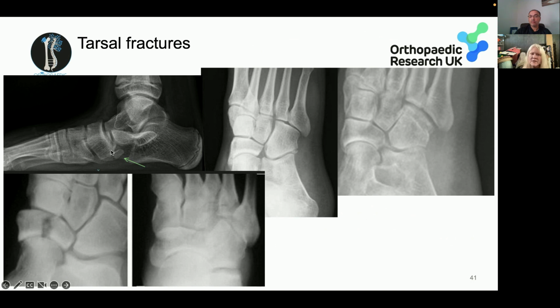So let's have a look at some things, some pitfalls. So this is the first one. This is the accessory navicular, okay. Why? Well, here's the navicular, this nice rectangle. And here's this. Why is this not a fracture? Well, it's in the tendon. It's got smooth edges. There's no soft tissue swelling. And that's the place where you can get an accessory navicular, and it doesn't normally need anything.